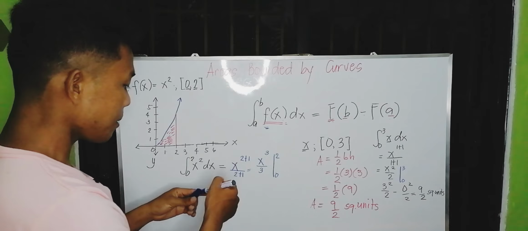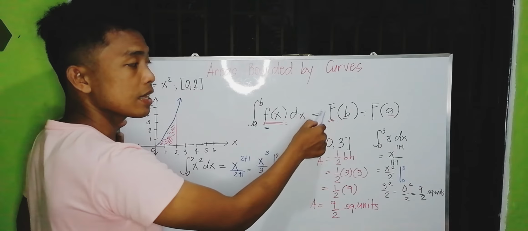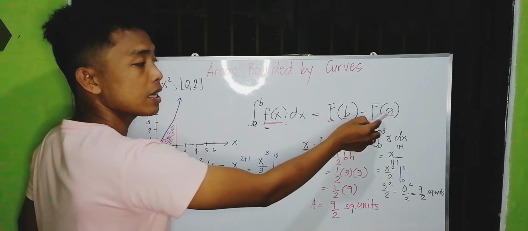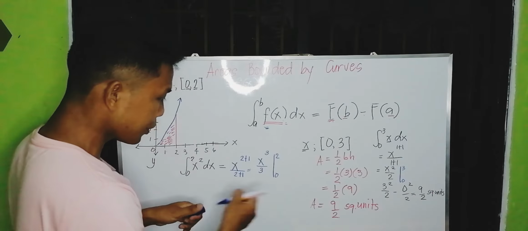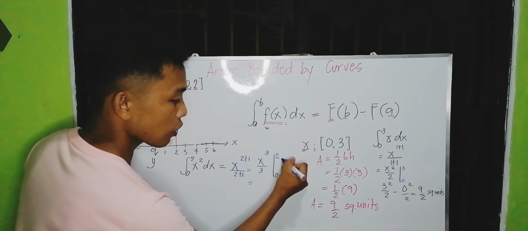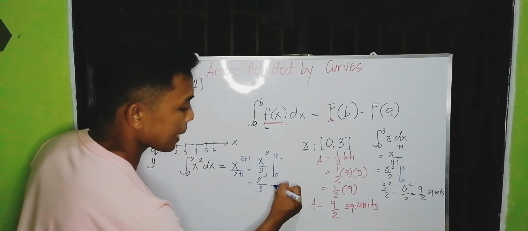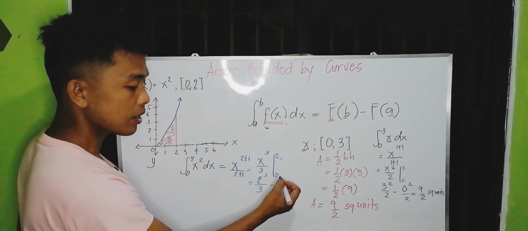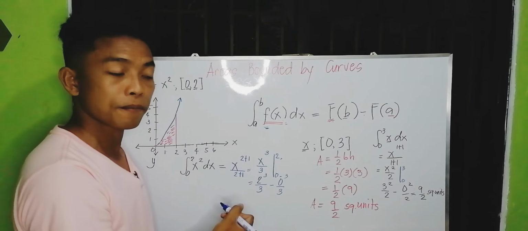So, again, at nandito na tayo sa formula natin. X cubed over 3 is your antiderivative. Then, from this antiderivative, substitute the upper limit and then substitute the lower limit. Subtract. Therefore, we have, eto, unahin natin. We have 2 raised to 3 over 3 minus. Dahil nagawa na natin, dito na naman tayo sa 0. 0 raised to 3 over 3.